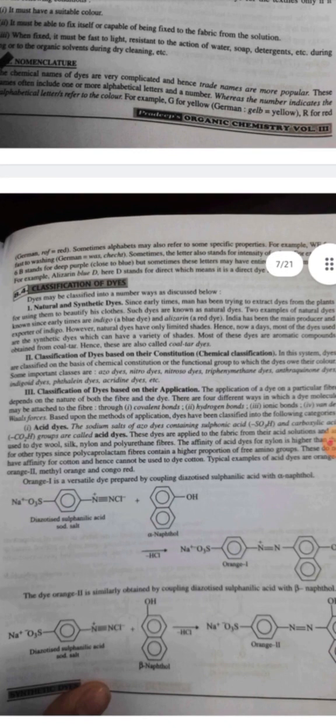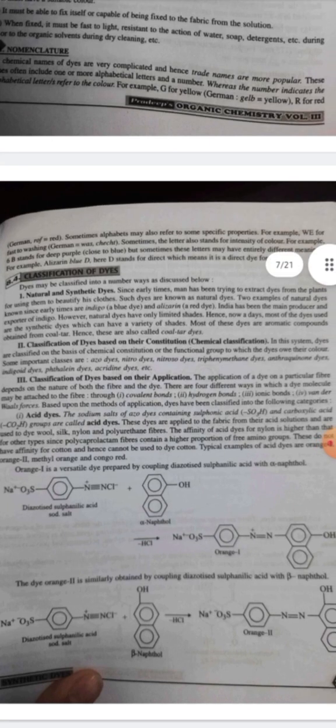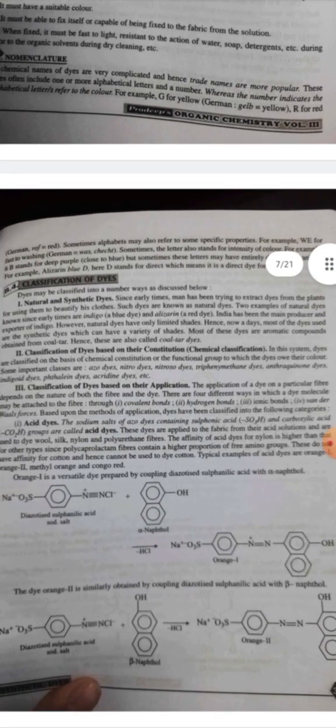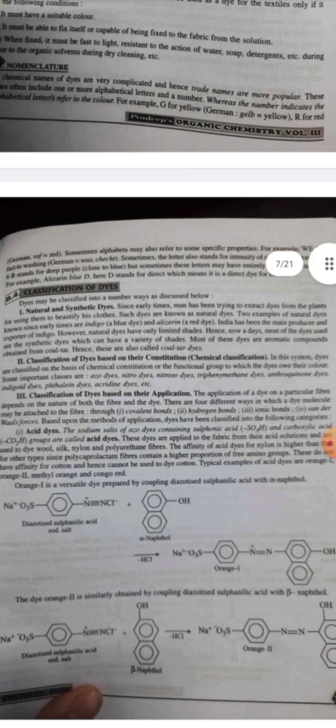Section 8.3, Classification of dyes. Dyes may be classified in a number of ways, discussed below. First is natural and synthetic dyes. Since earlier times, man has tried to extract dyes from plants for using them to beautify his clothes. Such dyes are known as natural dyes. Two examples of natural dyes known since early times are indigo, a blue dye, and alizarin, a red dye.